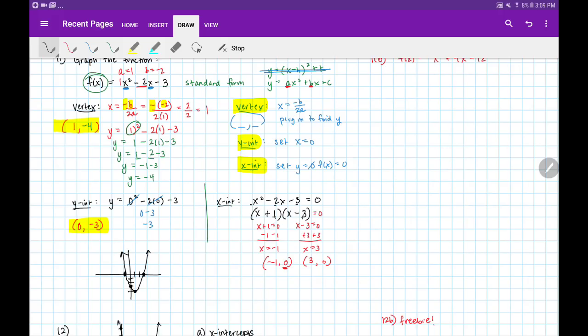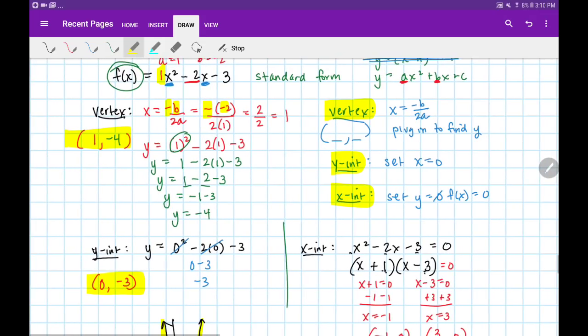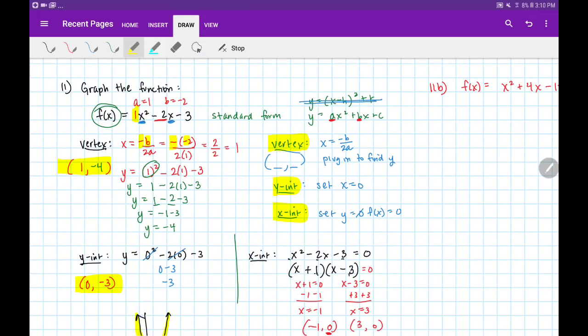Ta-da! And I know I did this correctly because, check it out, it's positive in front, so I know I need to be facing up, and I am. So I'm very proud of myself, and you, if you followed along, should be proud of yourself too.